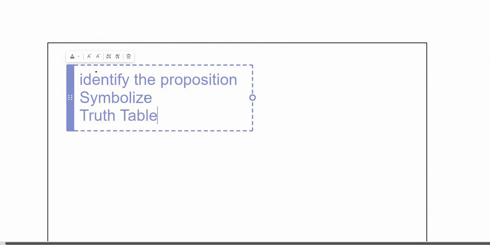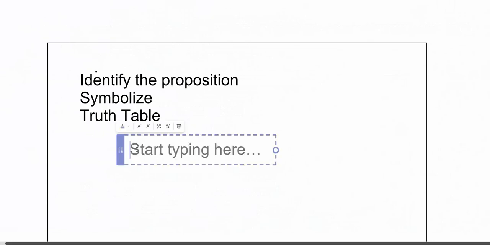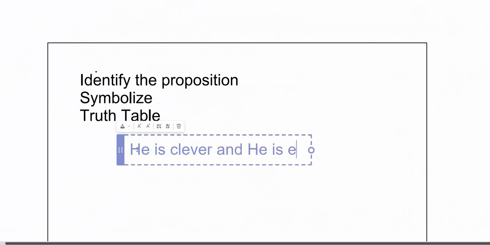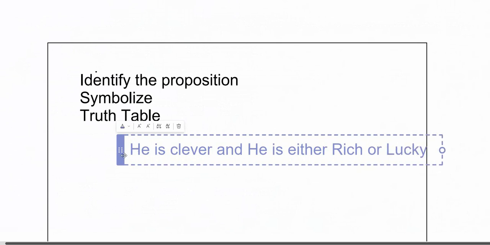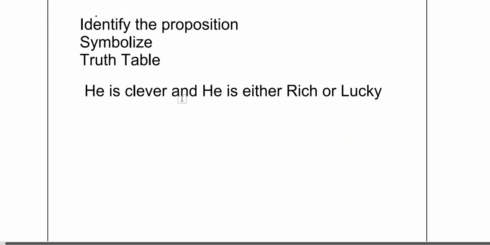This is also very simple. If you stay with me, you will be able to very easily score in this also. There's nothing to remember. This is all like a puzzle game. So identify the proposition, symbolize it, and create a truth table. Now what is the question? He is clever and he is either rich or lucky. Let's write it down. I'll show you a very easy method of doing this. Just stay with me.